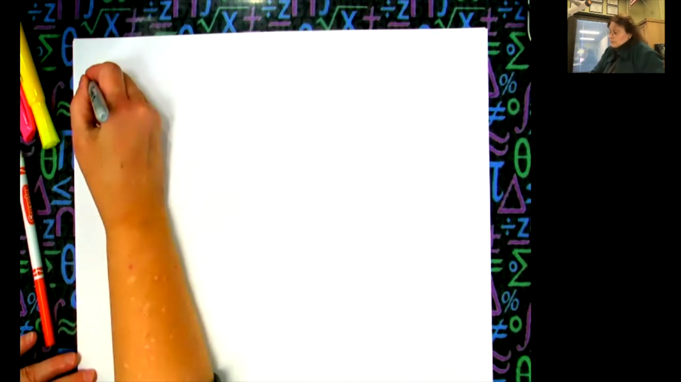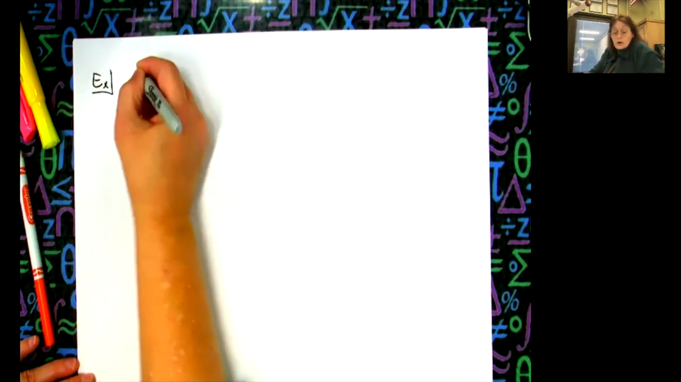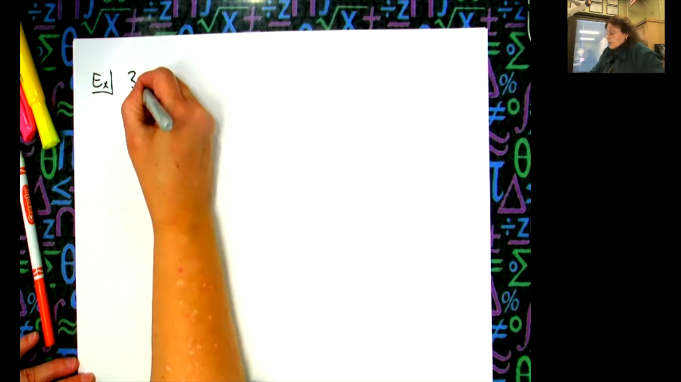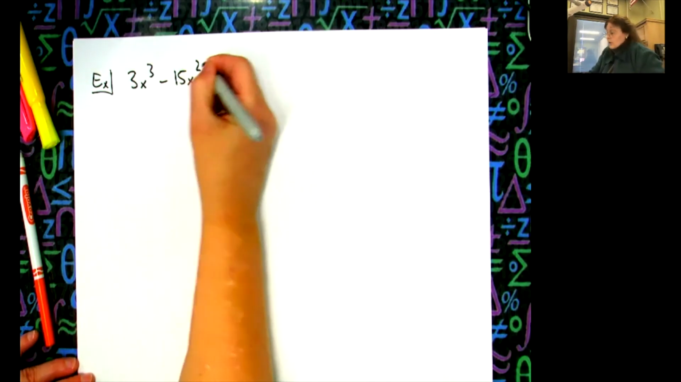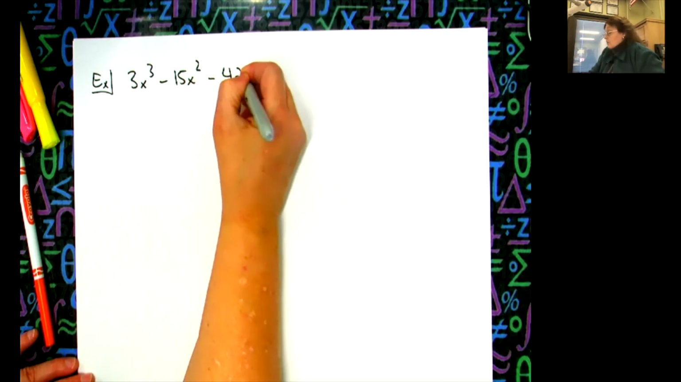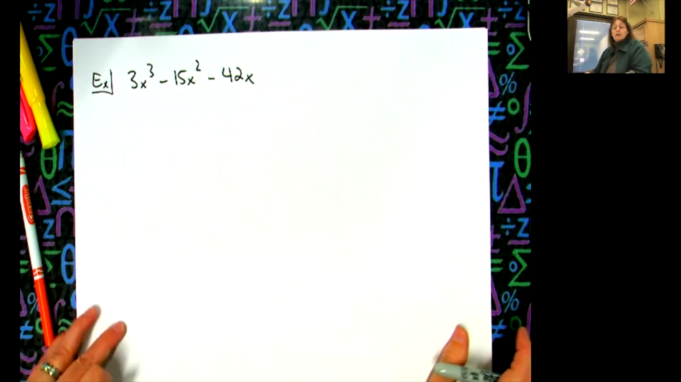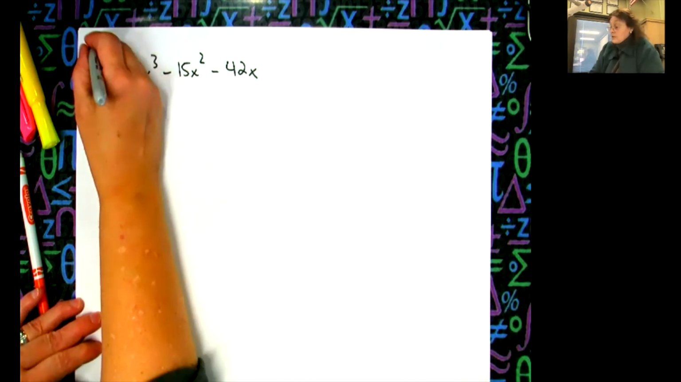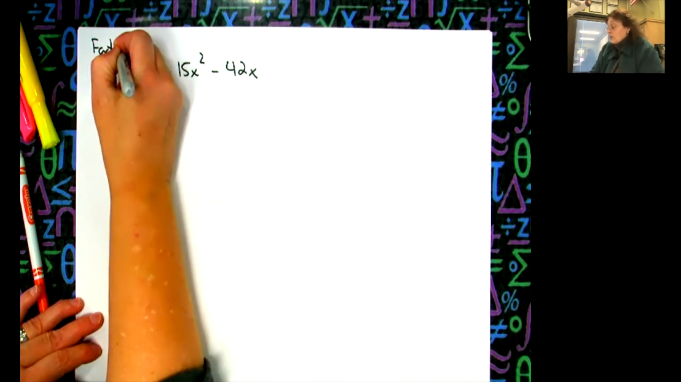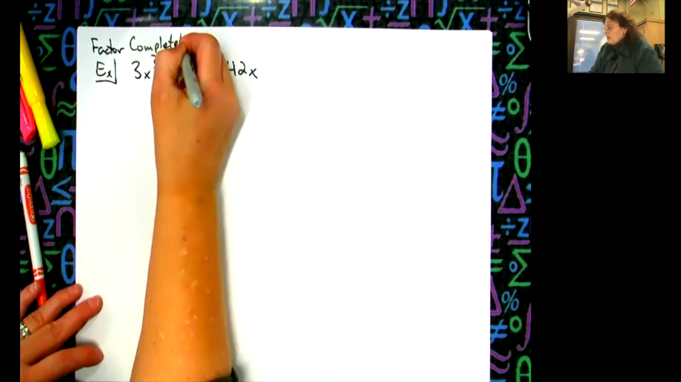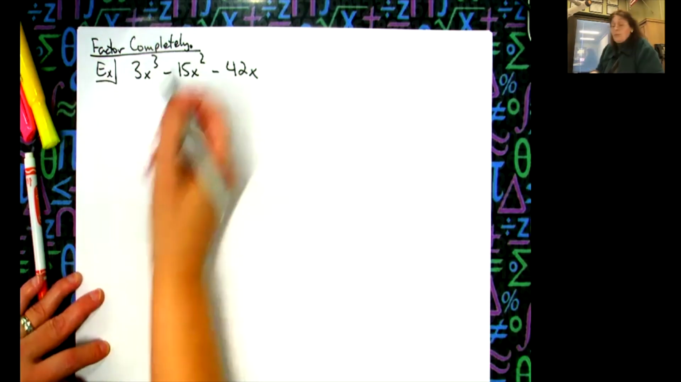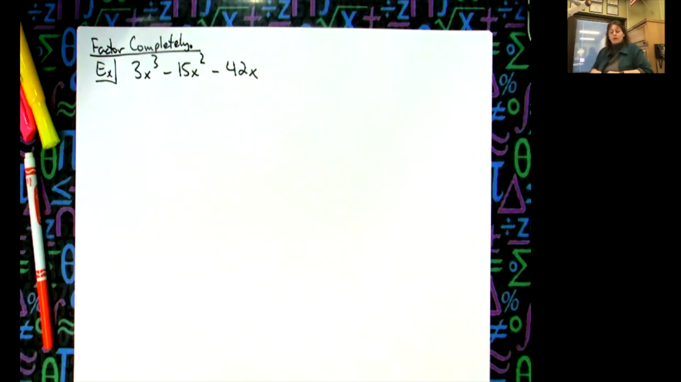All right, let's do one more like that, and then maybe we'll call it quits. So let's start with 3x to the third minus 15x squared minus 42x. Again, we're doing the exact same thing we did a minute ago, and this time it's going to say factor completely. That means you have to keep factoring until it cannot be factored anymore.